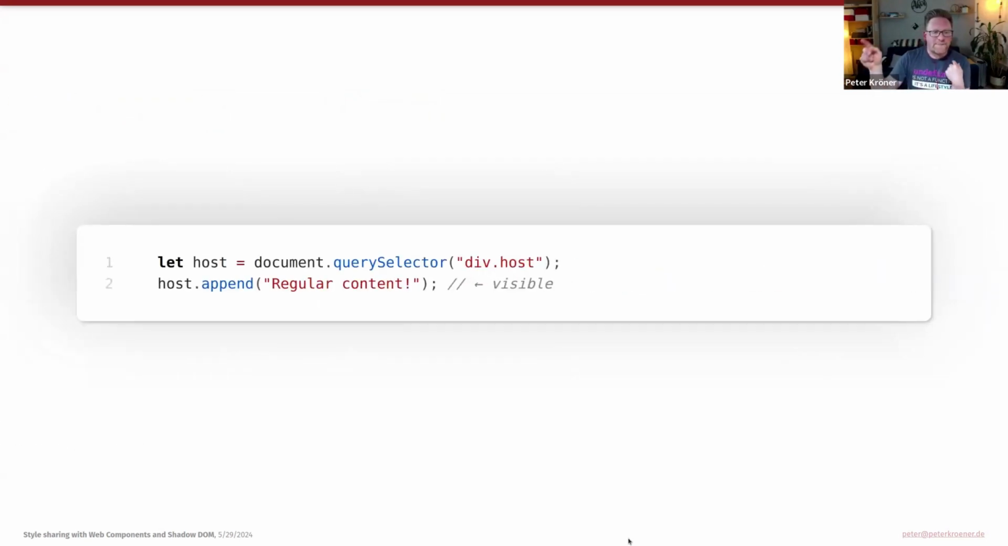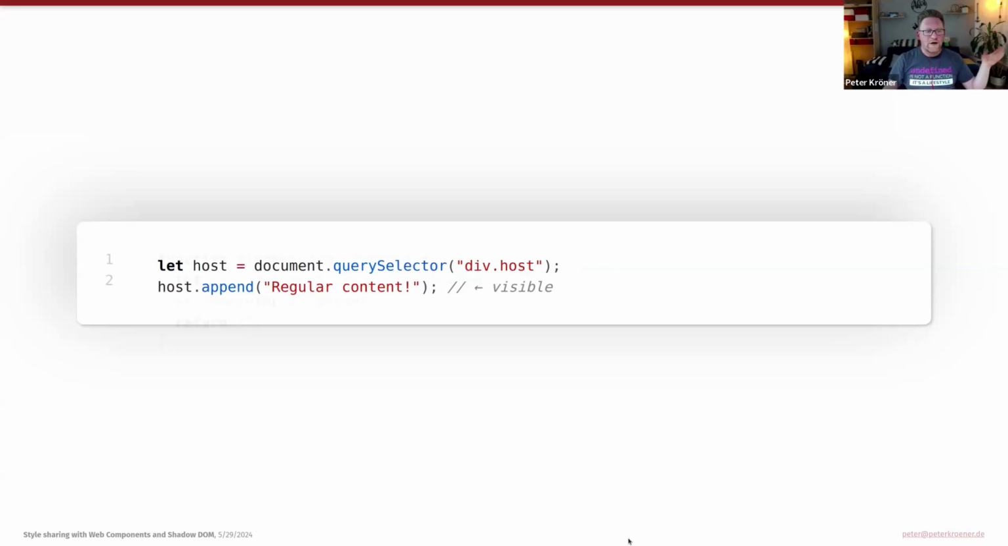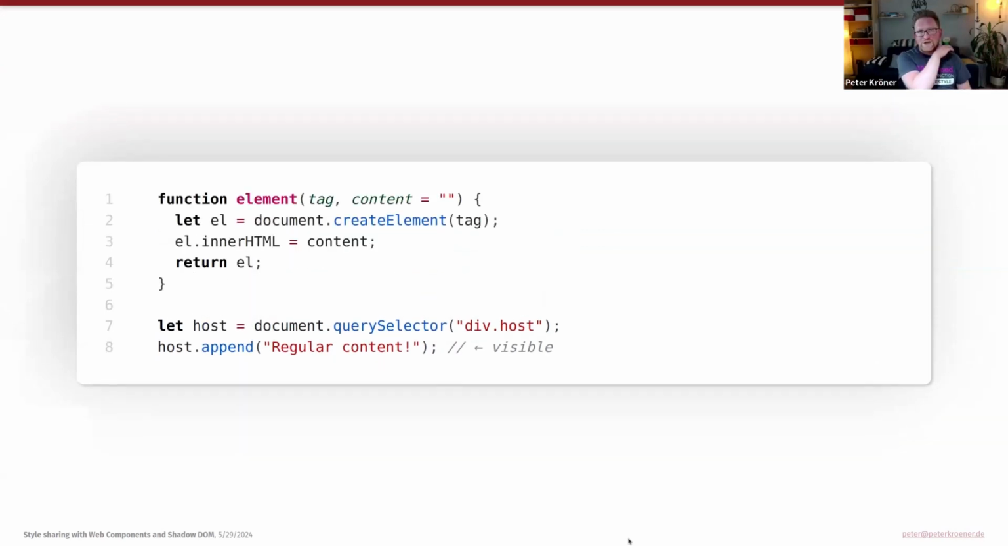So let's get back again to our example. There's my host. My host element hosts some regular content. Again, this is just light DOM content. There's no shadow tree involved. But of course, I can now add some shadow tree.